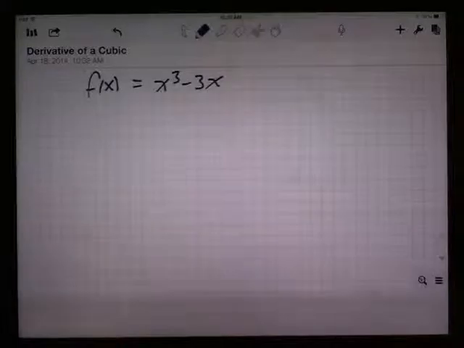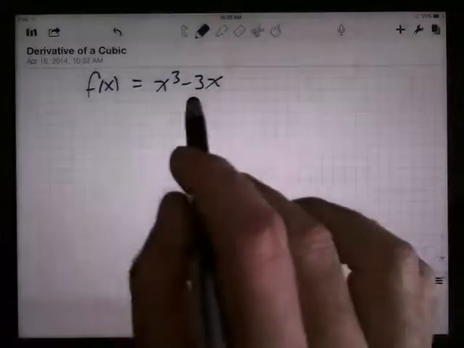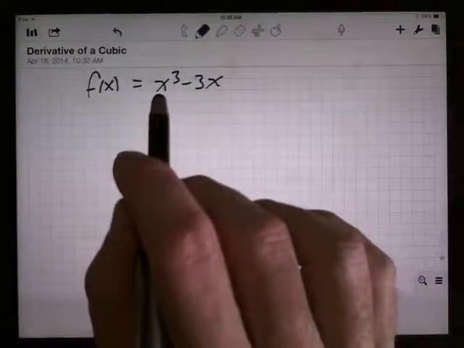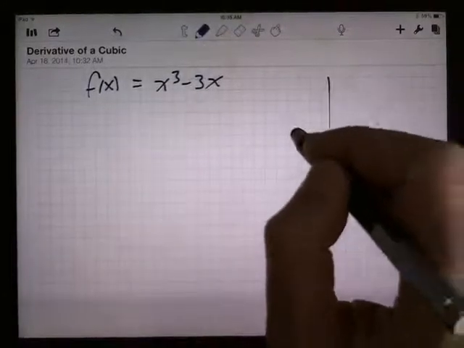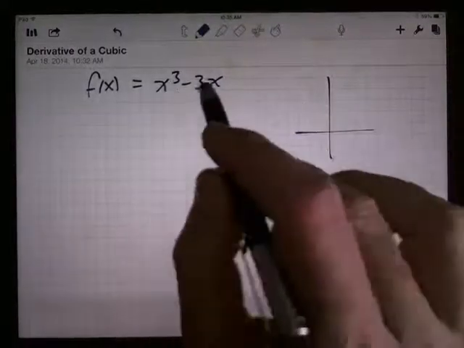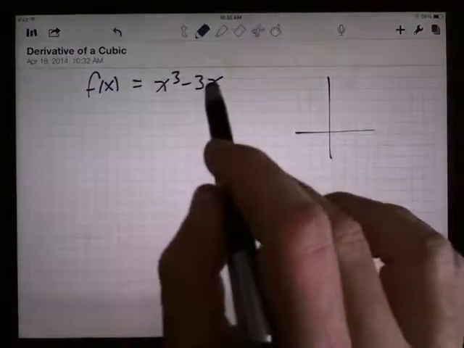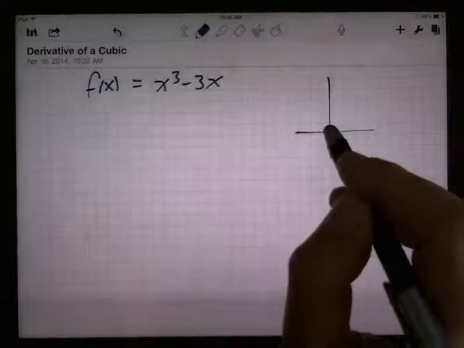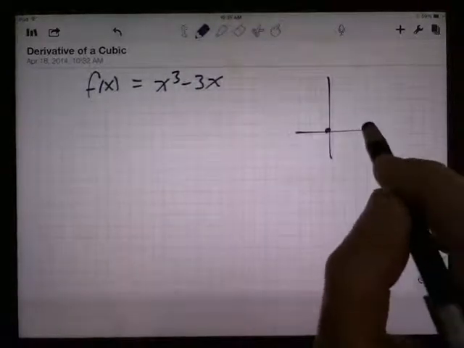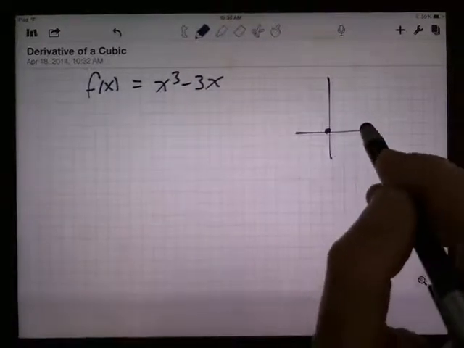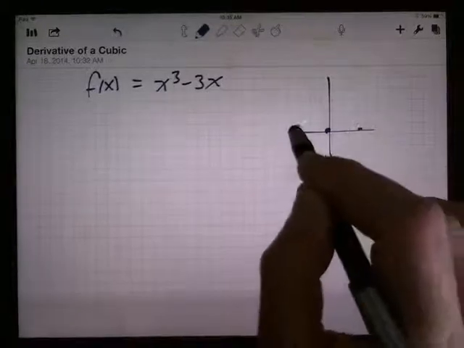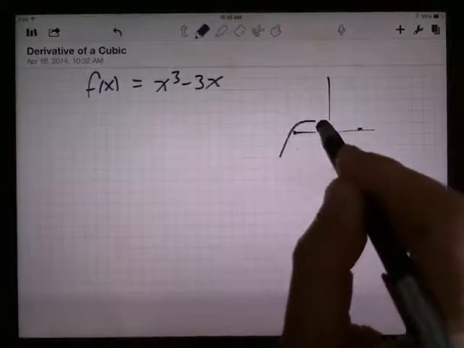Here's another example of using the definition of derivative to calculate a derivative. So I've got this cubic function. I happen to be able to see that it has intercepts here at 0 and at plus or minus the square root of 3. So here and there, this is a cubic function that looks like that.